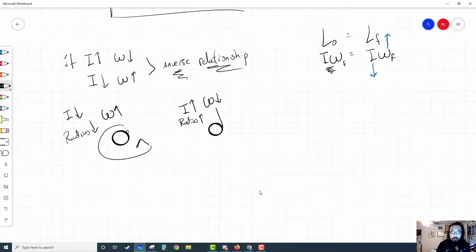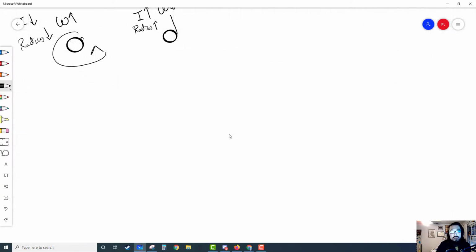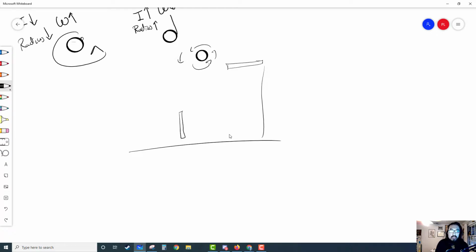And this holds true for divers. If you are an Olympic diver, we have the diving board. I don't know what this dive is called, but you bounce on the diving board and jump in the air, and then you turn yourself into a tiny little ball. You tuck yourself in, and you're rotating so fast. And at the last second, you kick out your legs and extend out your arms as you're about to hit the water.